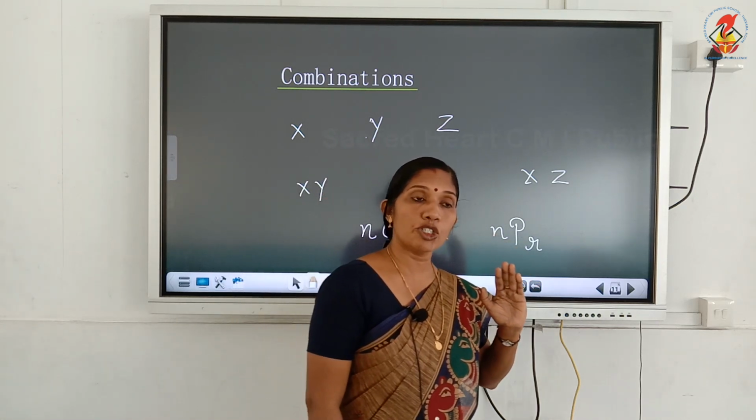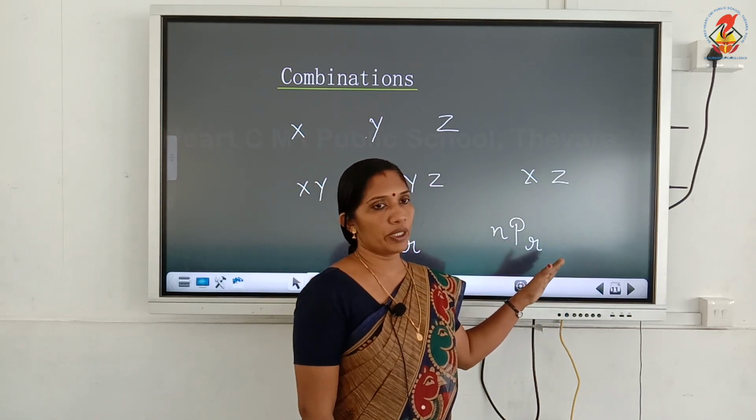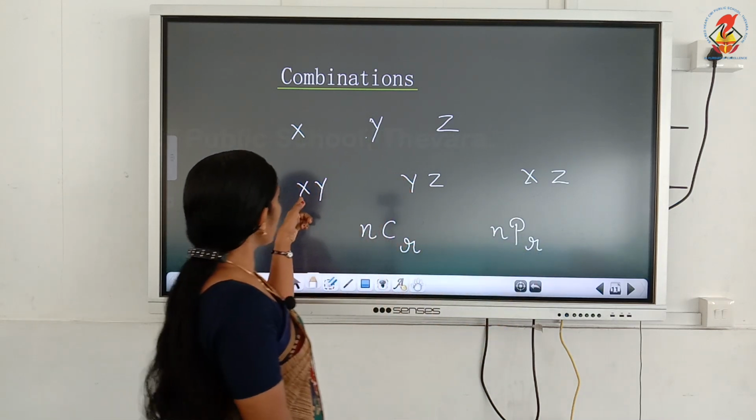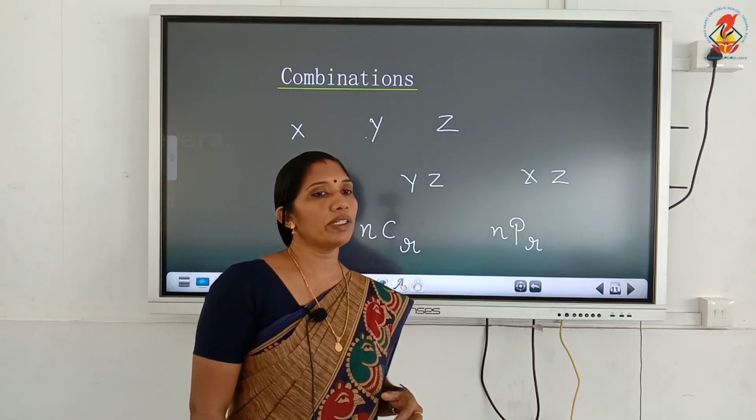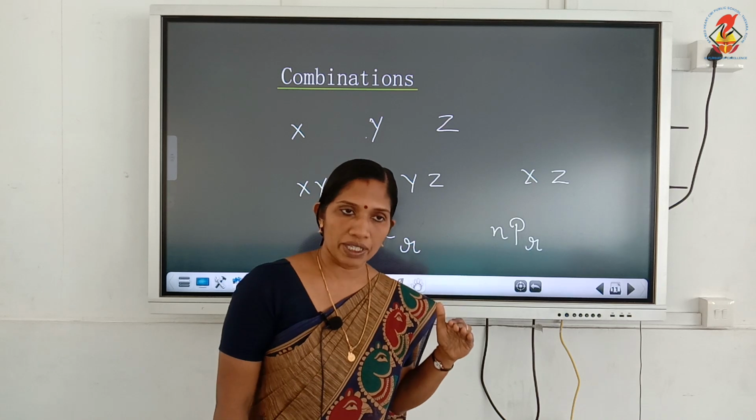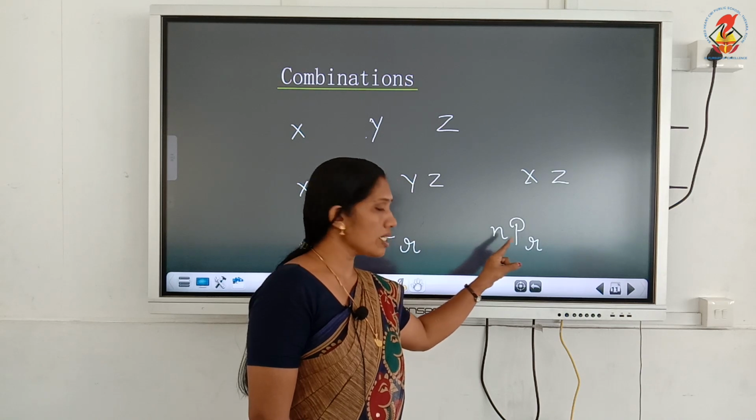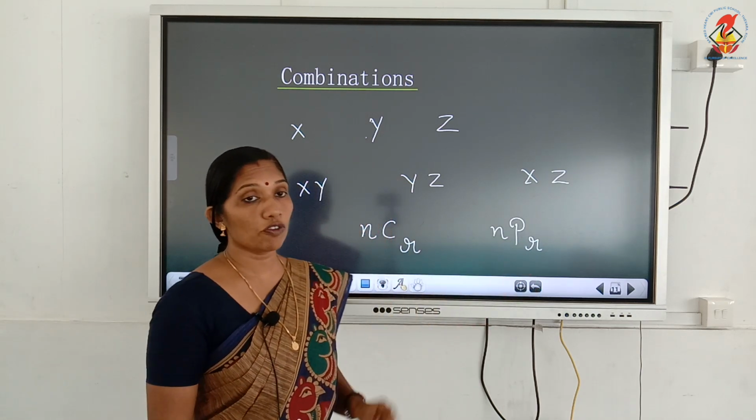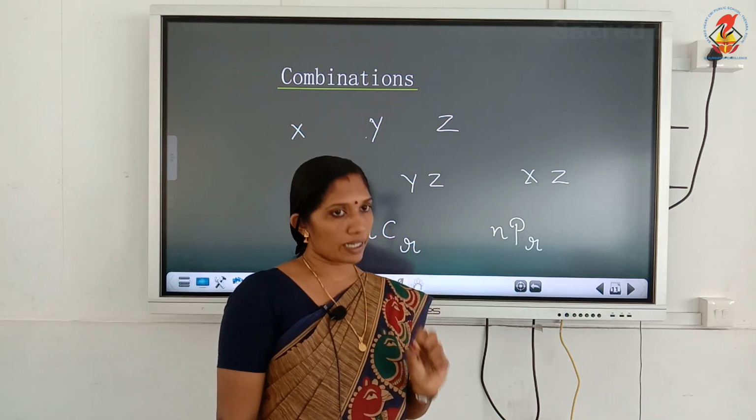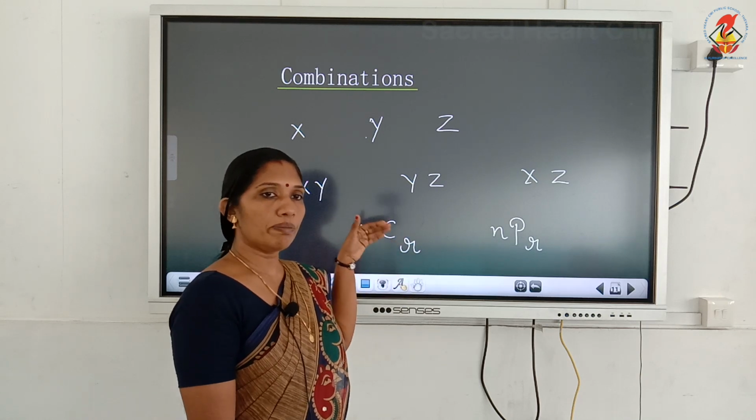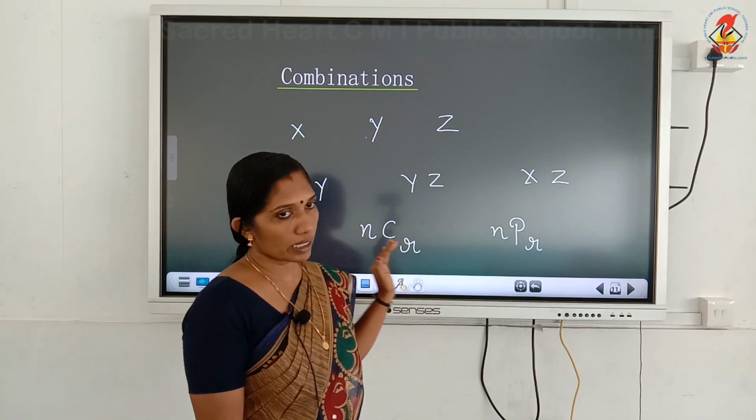Permutation means an arrangement in a definite order. So order is very important in permutation, but here order is not important. XY and YX both are the same. It is just a selection. So nPr is the number of permutations of n objects taken r at a time, and nCr is the number of combinations of n different objects taken r at a time. Combination means just a selection of r from n. Here it is arrangement, so order is important; here order is not important.